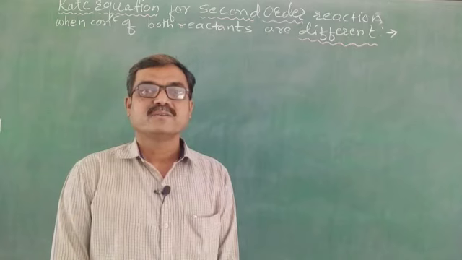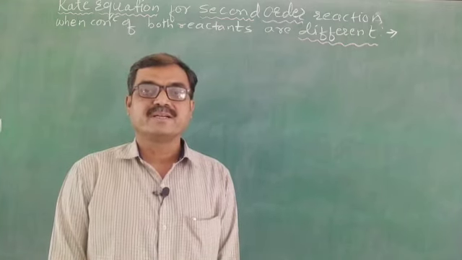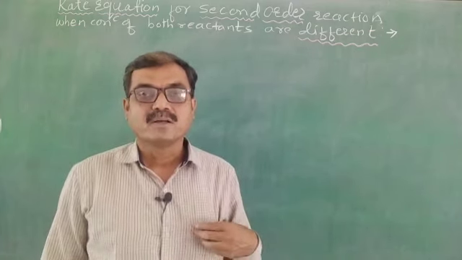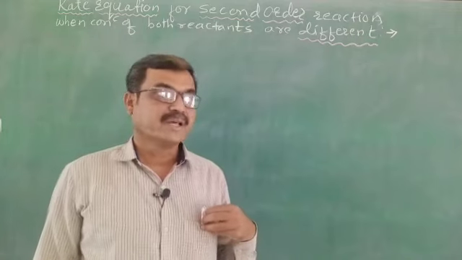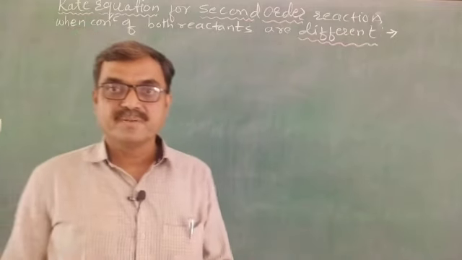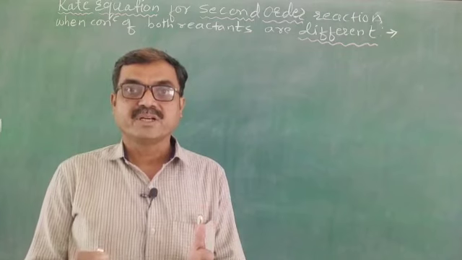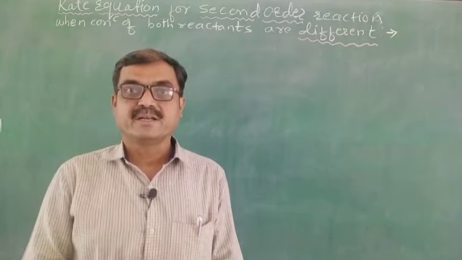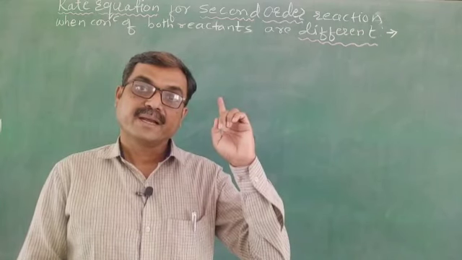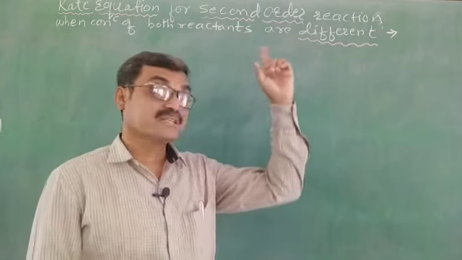Students, today we have to see the rate equation for the rate constant of a second order reaction when the concentrations of both the reactants are different. In the previous lecture we studied the rate equation for second order reaction, but there the initial concentrations were the same.